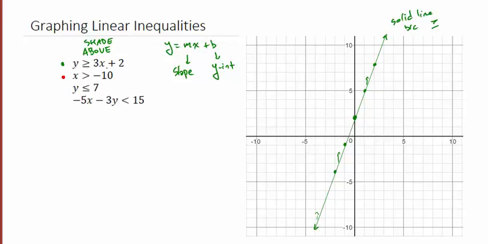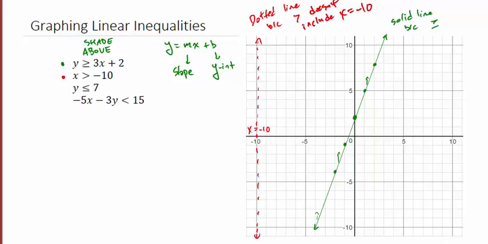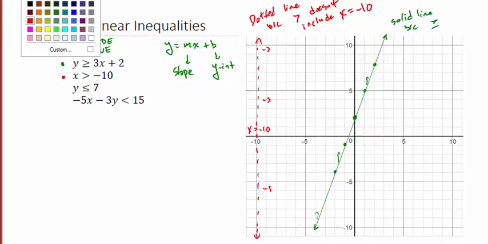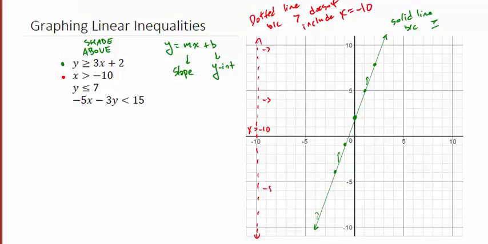Now, in red, this is a nicer one. It's just at x equals -10, which is a vertical line straight up and down. This time I'm doing it dotted because it's only x is greater than, and it doesn't include the equals on the bottom. To say that something is greater than -10, in this case, it means I'm going to the right. So I'm going to shade everything over to the right.